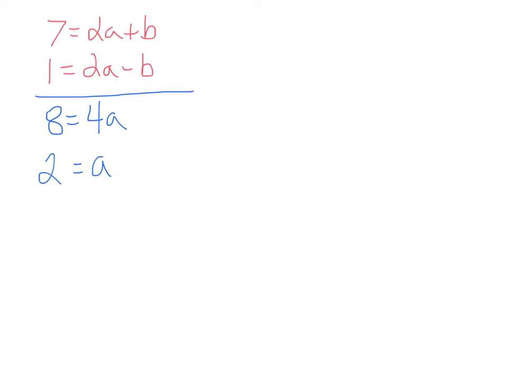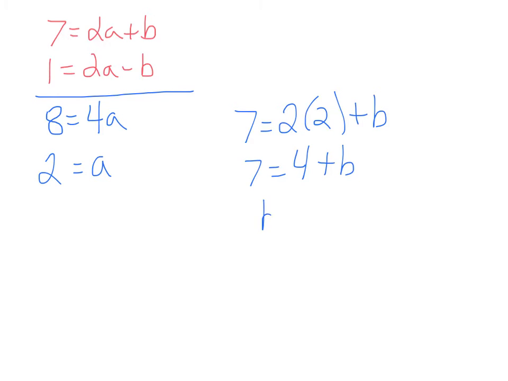And we still want to solve for b, so we're going to plug that in to, it doesn't matter which one, I'm just going to pick the first one. So we have 7 equals 2 times 2 plus b, so 7 equals 4 plus b. Subtract 4, and we'll see that b equals 3.